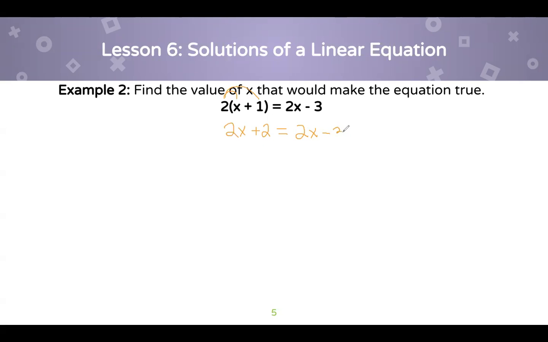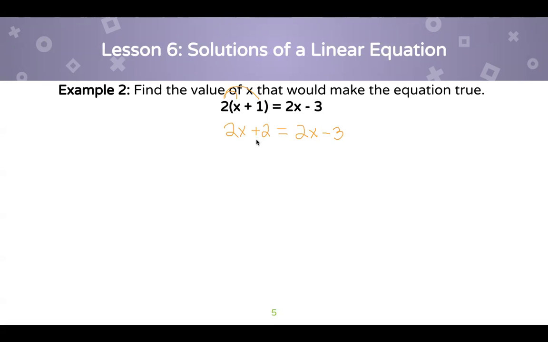Just like in example 1, I now have x's on both sides of my equal sign, so I want to move those to the opposite side, right? Or move the constants to the opposite side. It doesn't matter what you do first in this case, as long as you're following the rules of algebra. So in the last example, I moved the coefficient and the x first. But in this example, I will go ahead and just move the constants first, just for a little something different.